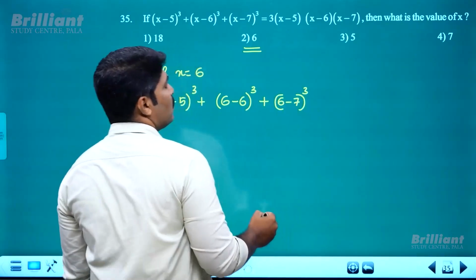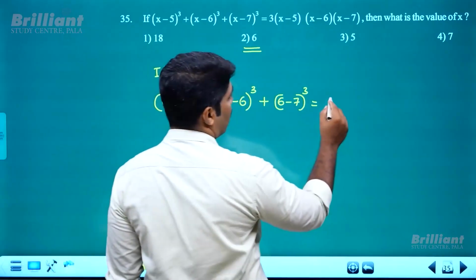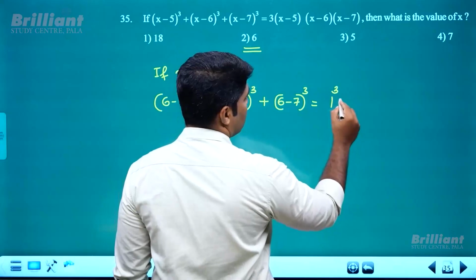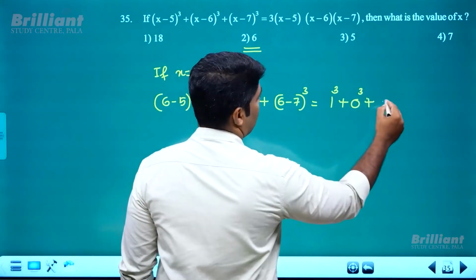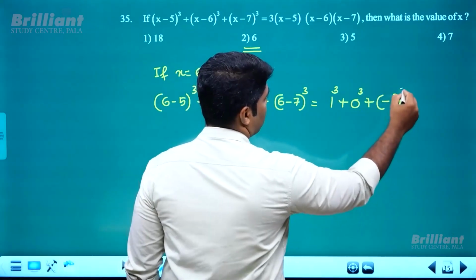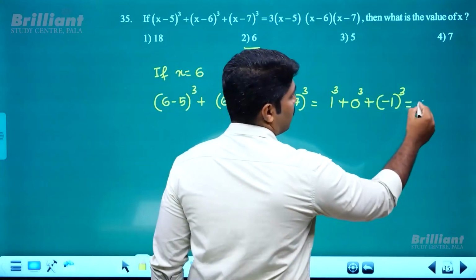Got it? So what is the value of this one? This is 6 minus 5 the whole cube, that is 1 cube, and 6 minus 6 the whole cube, that is 0 cube, and finally 6 minus 7 the whole cube, that is minus 1 cube, that is minus 1 itself. Finally this will be equal to 0.